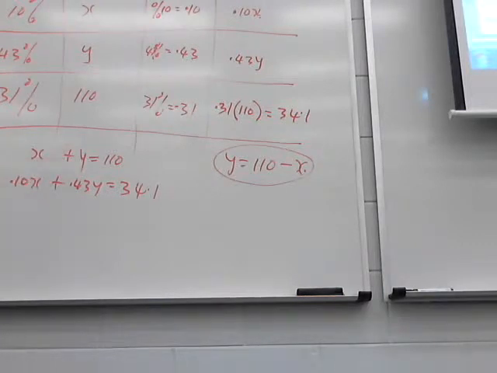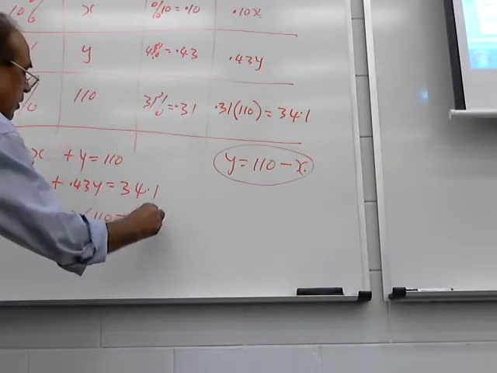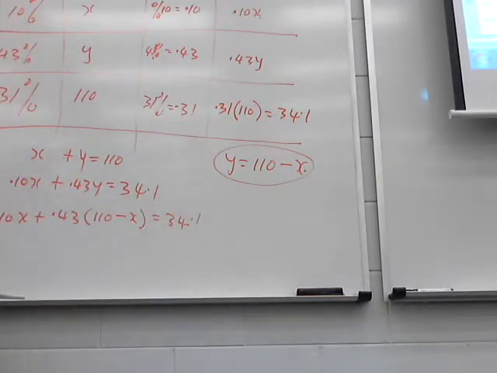All right? Now, let's go ahead and substitute that for y in here, and this is what we'll get. We have 0.10x plus 0.43 times 110 minus x equal to 34.1. So you see now, even though we have a little parentheses here, we don't have any more y in here. Everything is going to be in x. And that should simplify it quite greatly, because if we go ahead and use the distributive rule, which we know how to use, this is what we'll get.